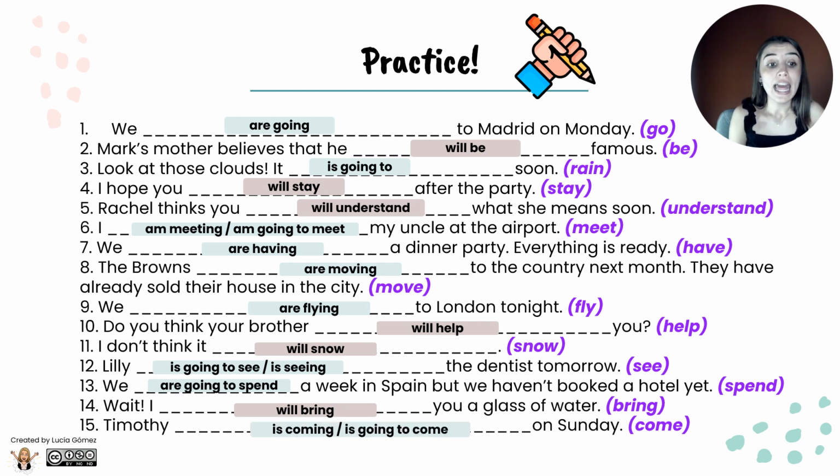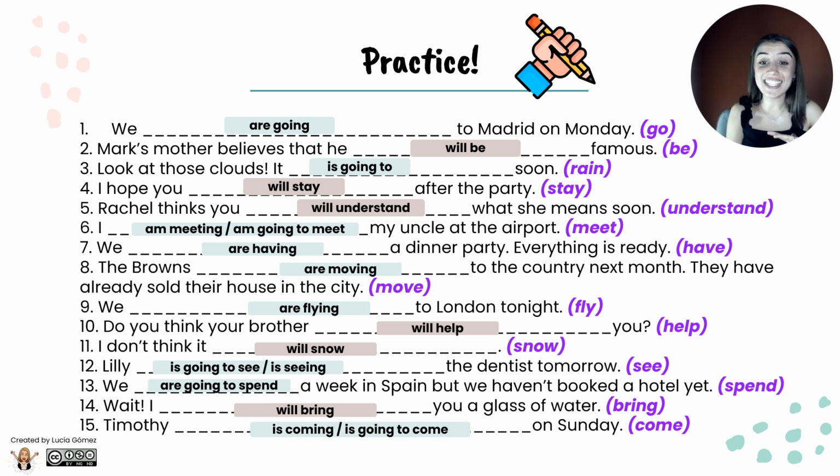And finally, Timothy is coming or is going to come on Sunday. It depends on whether the plan is 100% sure or it isn't. How do I know it? Well, here it's not sure. Aquí no puedo decir al 100% si el plan es fijo o no lo es. Sin embargo, si me diesen una hora exacta, desde luego que lo sería. Y en este caso no cabría duda que estaríamos hablando de un present continuous.